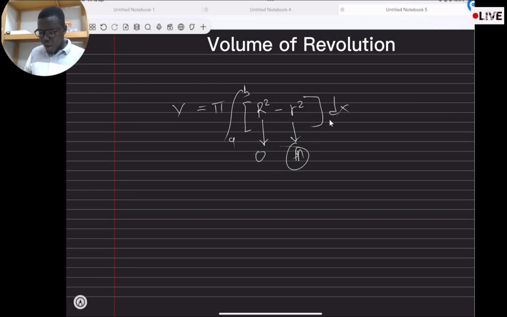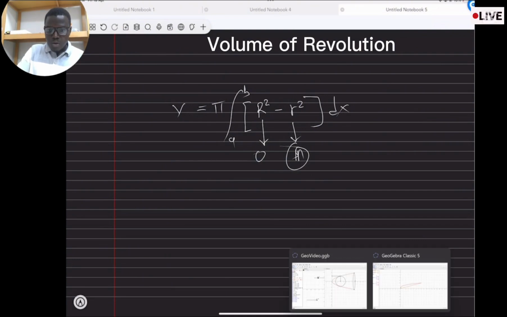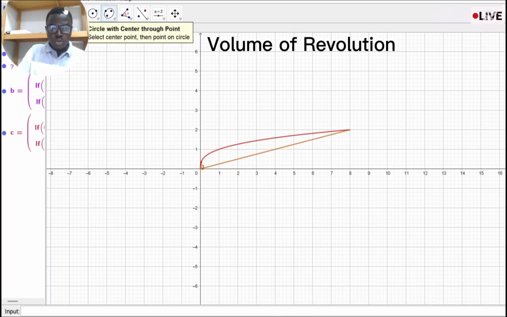So coming back to our blackboard, we can say that it follows the same format as the disk method. In this case too, we approximate it as the disk as well. But what we do is, let me quickly go back to GeoGebra and show you.